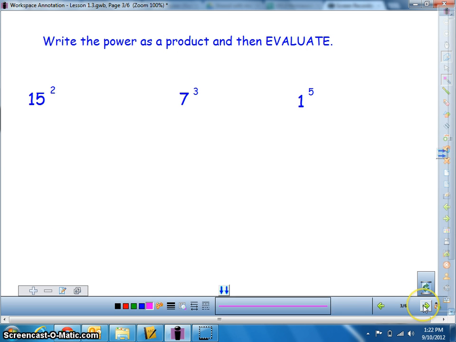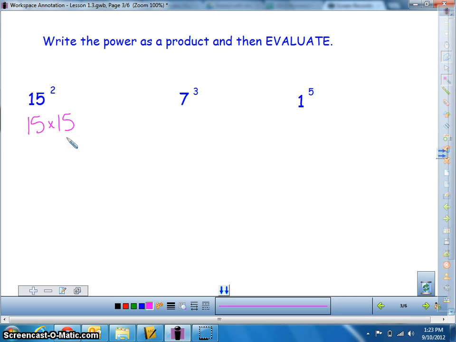So let's check it out. We need to write the power as a product, which is what we just did. So let's go ahead and try that. We have 15 to the second power, or we could say 15 squared. What does that mean? Does it mean we're going to take 15 times 2? Nope. We're going to take 15 times 15. That's what it means when we see 15 squared.